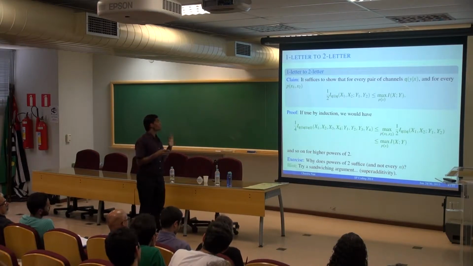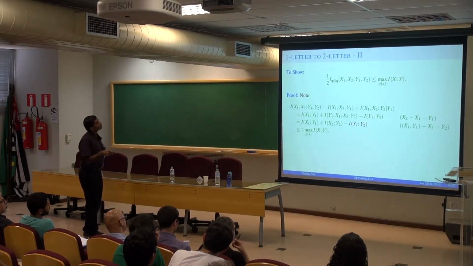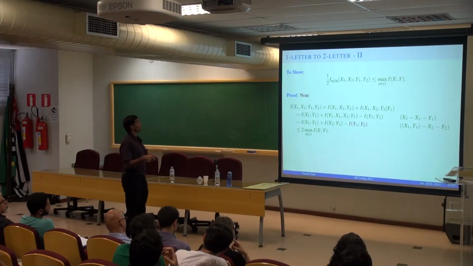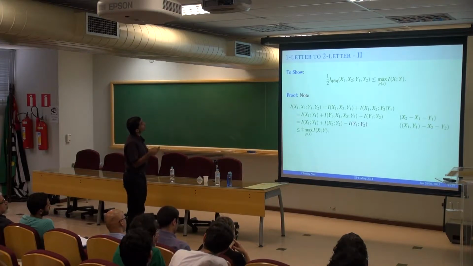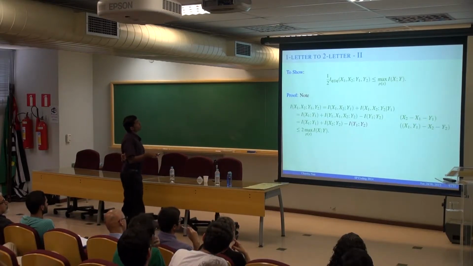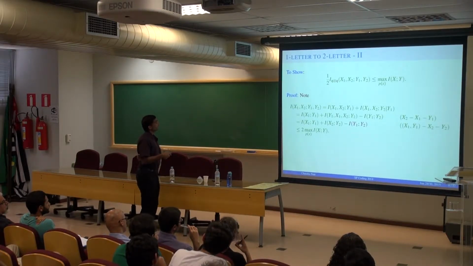Is this clear? I want to show from 1 letter to 2 letters. I want to show that half of I(x1, x2; y1, y2) is less than max of I(x1; y1). Let's go over this slowly, because I'm going to play with this term later. I(x1, x2; y1, y2) by chain rule is I(x1, x2; y1) plus I(x1, x2; y2 given y1). This is just the chain rule.